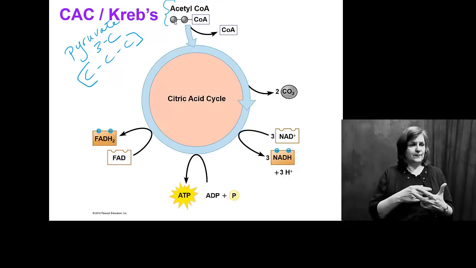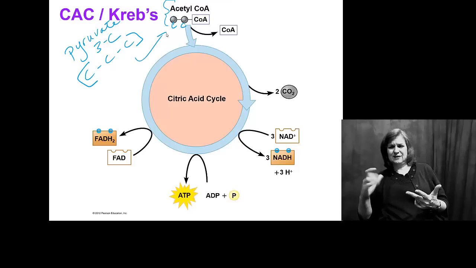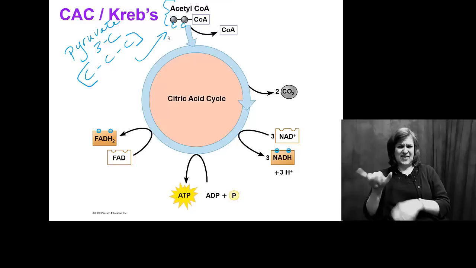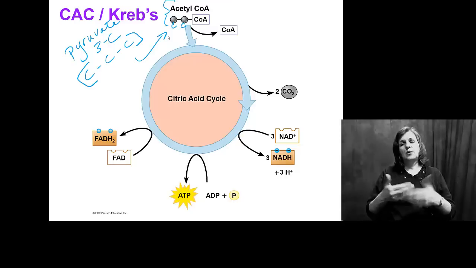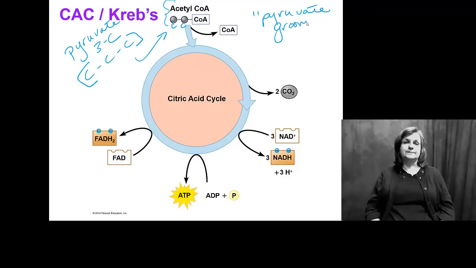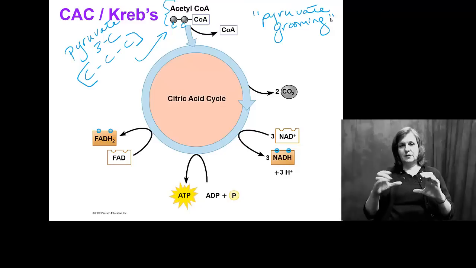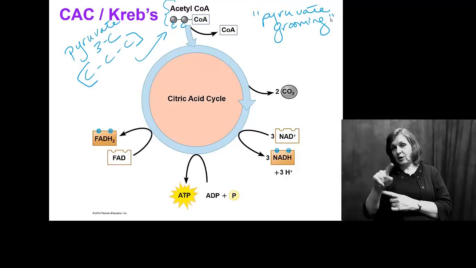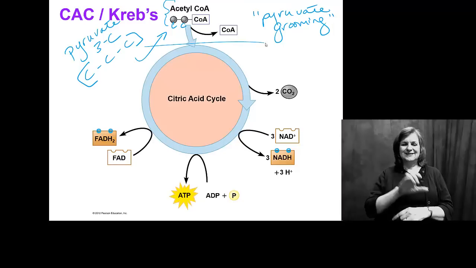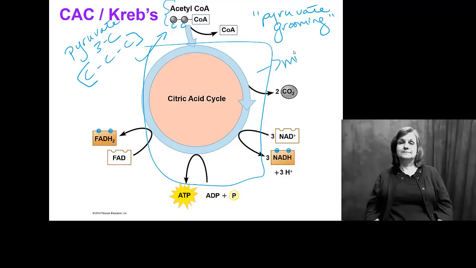How did we get from this 3-carbon molecule to this 2-carbon CoA thing? This is something that many people refer to as pyruvate grooming. And this actually occurs as the carbon molecules are moving into the mitochondria. So this citric acid cycle is actually all going to occur inside the mitochondria.